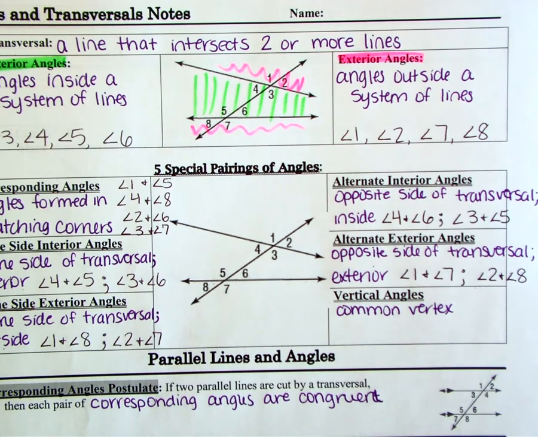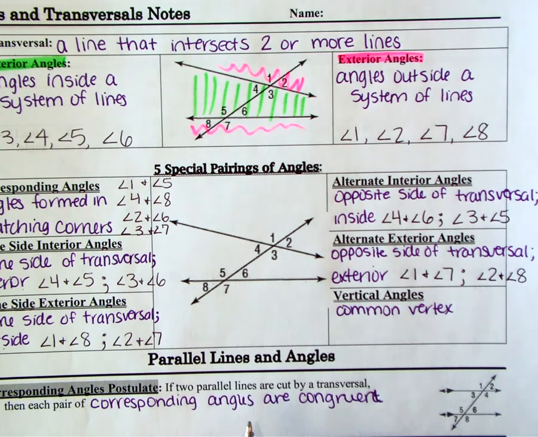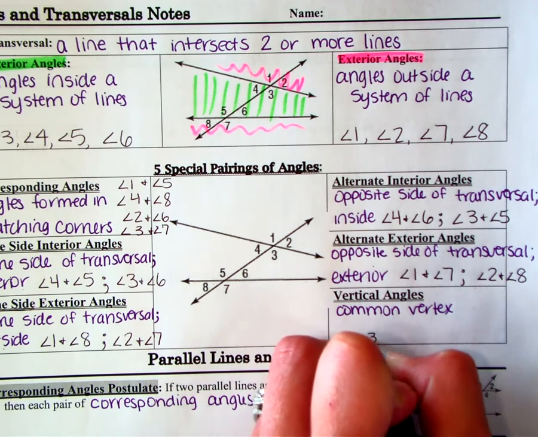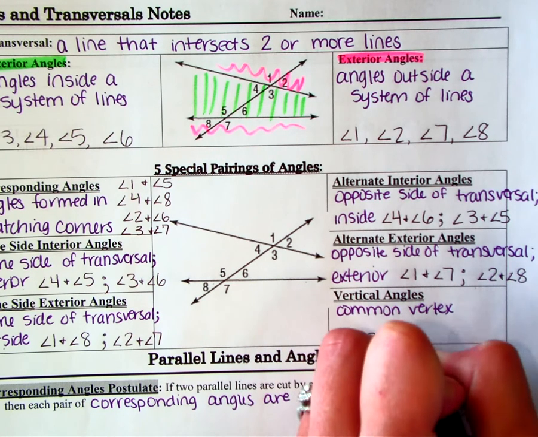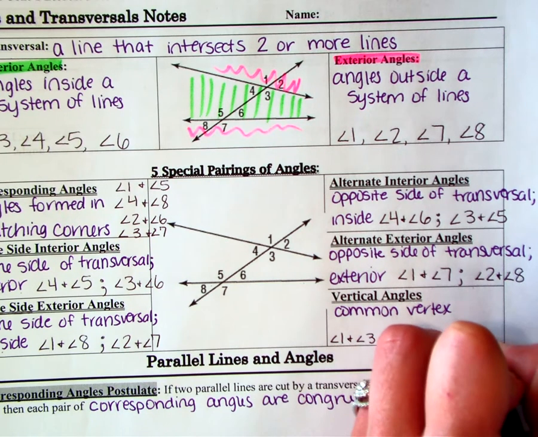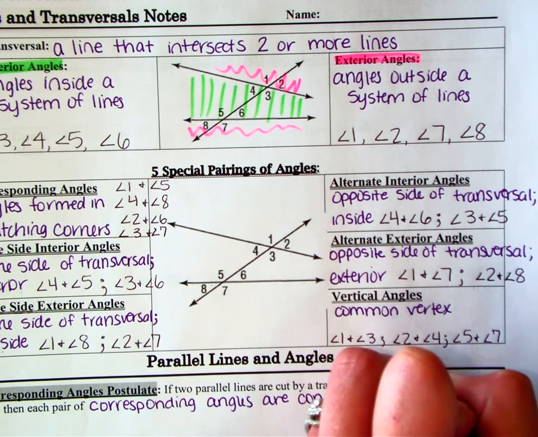And then lastly, vertical angles. We've already talked about this when we briefly talked about angles, but those are the ones that have the common vertex. Even in a system of lines, we still have vertical angles. We also have linear pairs. Some of our vertical angles: we've got angle 1 and angle 3, angle 2 and angle 4, angle 5 and angle 7, and we also have angle 6 and angle 8.